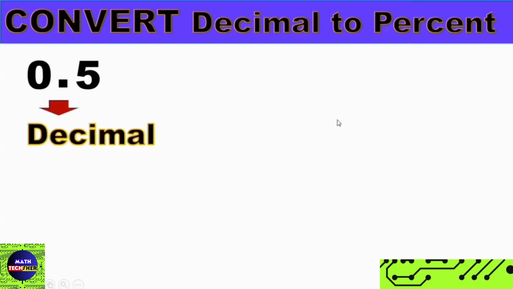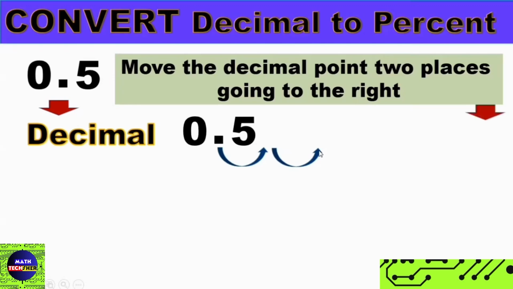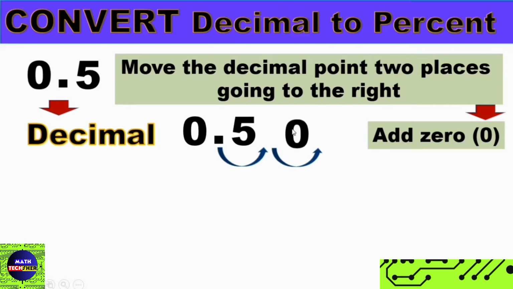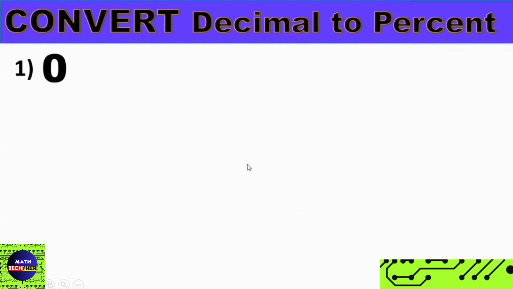So the first one is 0.5, which is the decimal. The first step is to move the decimal point 2 places going to the right. Now 0.5, we move the point going to the right 1 and 2. Okay, and then add 0. Okay, and then we eliminate the point. Then now we have 50. Then the next step is to add the percent sign. Therefore, 0.5 is equivalent to 50%.